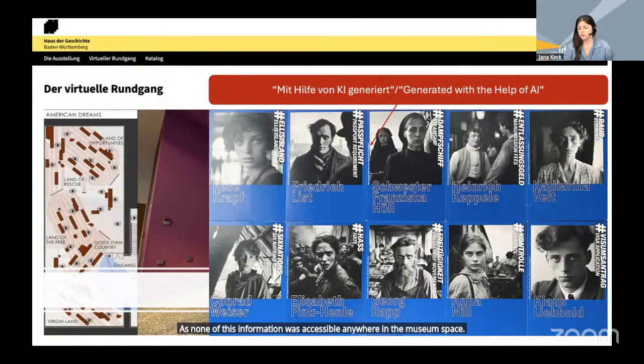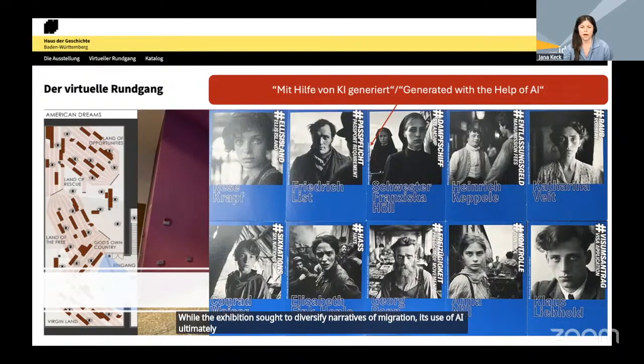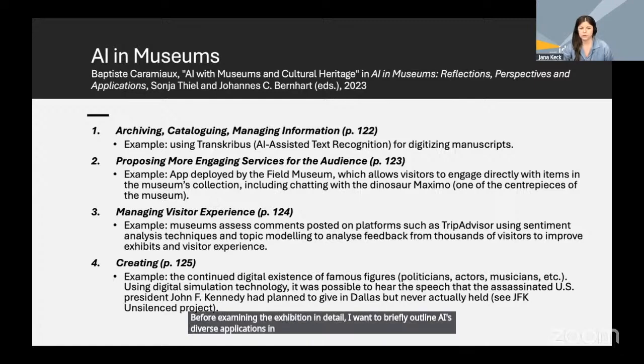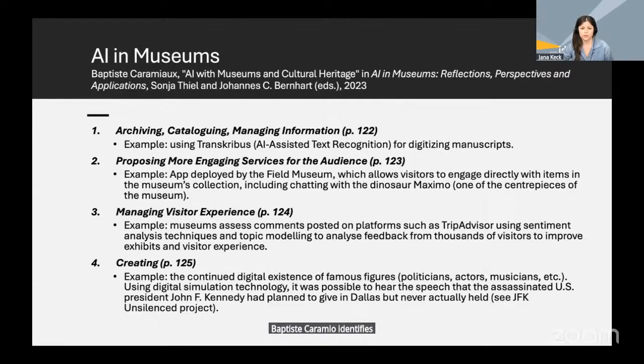While the exhibition sought to diversify narratives of migration, its use of AI ultimately introduced new layers of bias, aesthetic distortion, and ethical concerns, which I want to show you today. Before examining the exhibition in detail, I want to briefly outline AI's diverse applications in museums to contextualize this particular implementation. Baptiste Caramio identifies at least 4 areas of use.